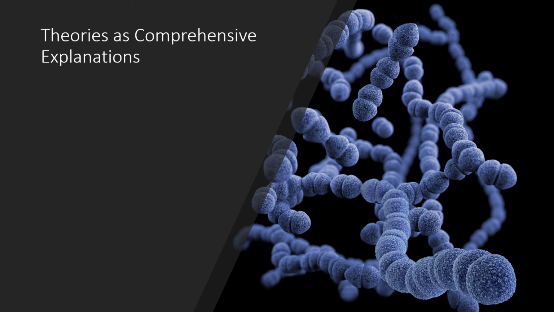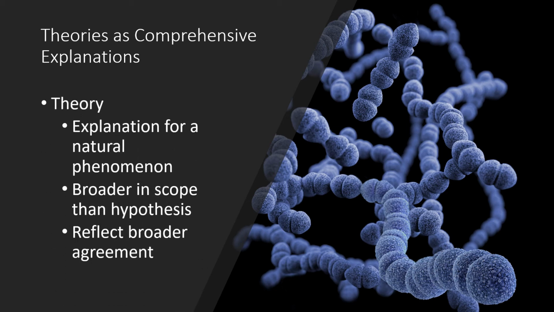Okay, so next, we have theories as comprehensive explanations. Outside science, the word theory is often used to describe an opinion or just a hunch. For example, immediately after a plane crash, experts offer their theories about the cause of the disaster. These are just tentative explanations, which are just untested hypotheses. On the other hand, in science, the word theory has a distinct meaning.